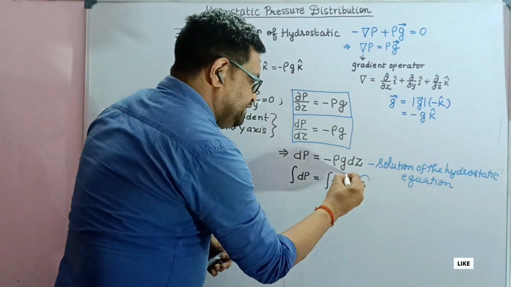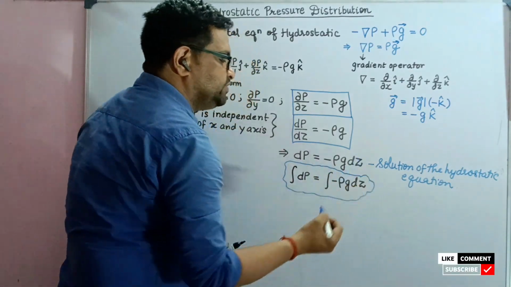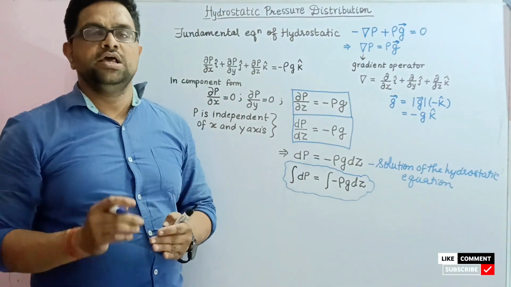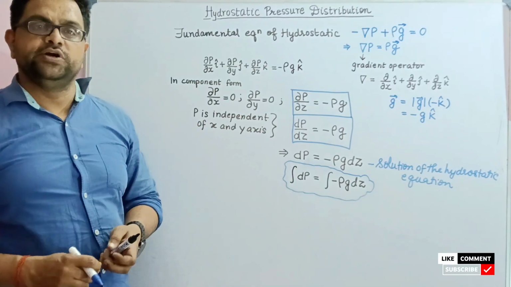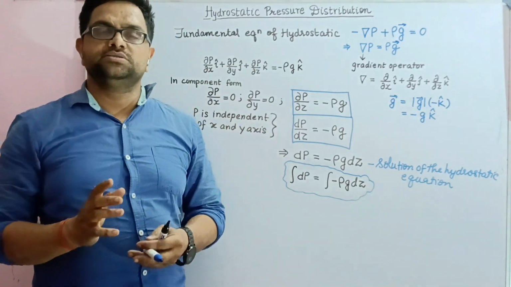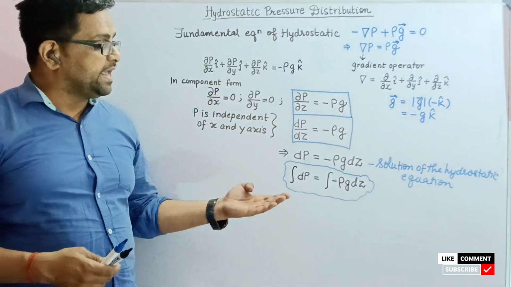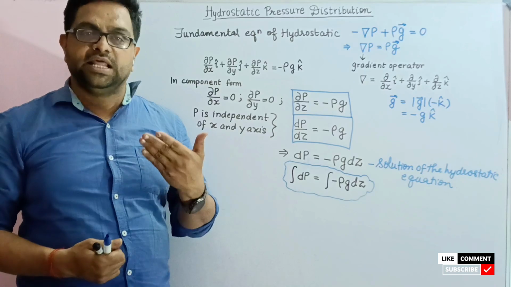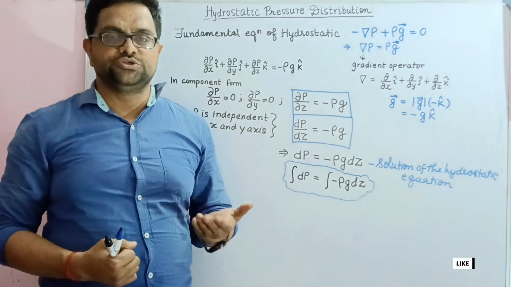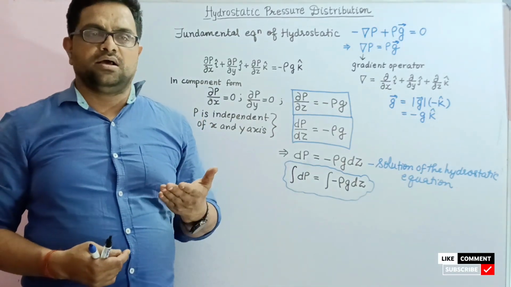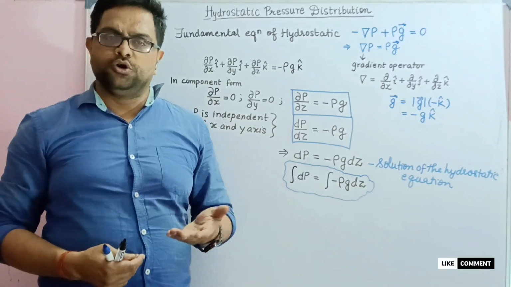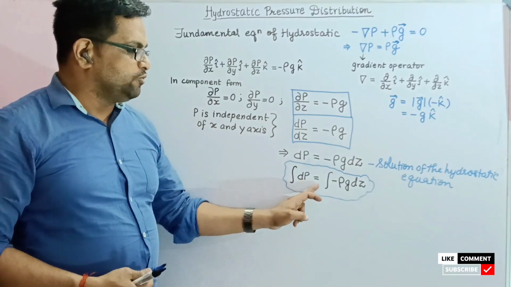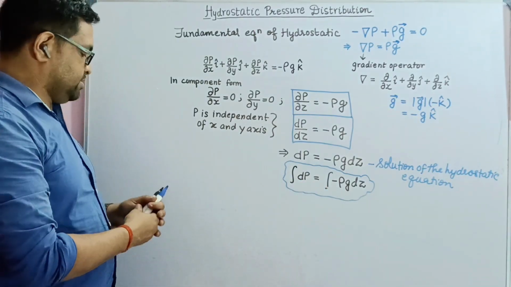Now, we will apply this for both cases: first for incompressible fluids and second for compressible fluids. So let's first apply it for incompressible fluids. By incompressible fluids, we mean liquids and such gas flow situations where the variation of density can be ignored. So in that case, the variation of pressure can simply be calculated by using this equation. So let's do it.